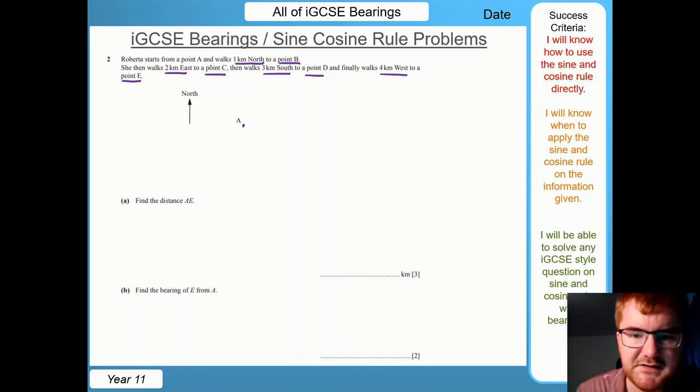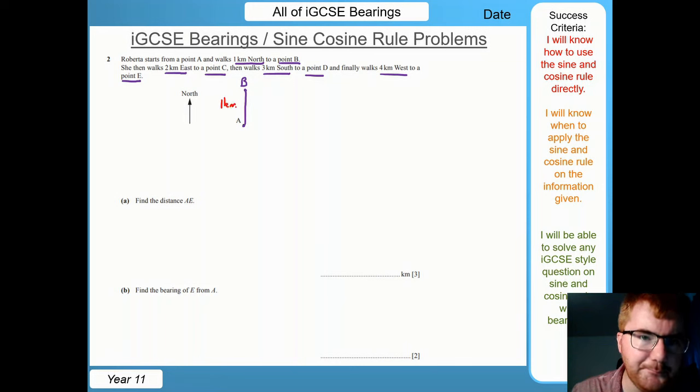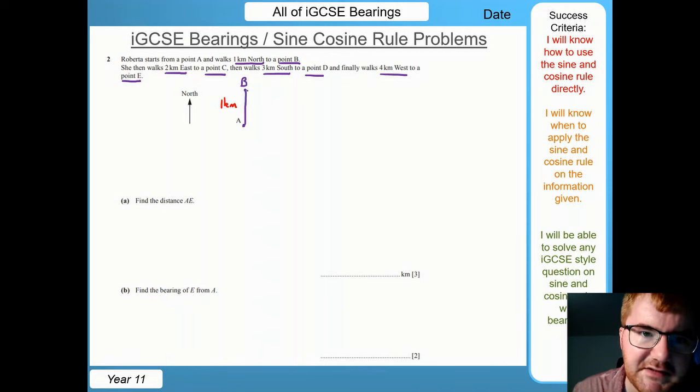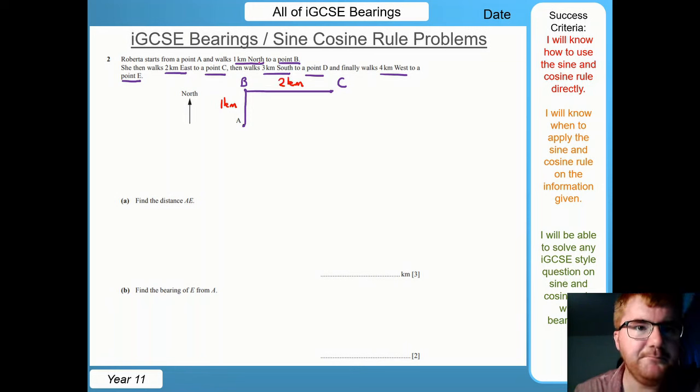So point A and walks 1 kilometer north to a point B. So we start at A, we go due north, straight upwards, and we get to our point B. And as I'm doing this, I'm going to fill in the information. So that was 1 kilometer, and then from there she goes 2 kilometers east to a point C. So again, not going to be to scale this, but just to give us an idea of what's going on. So this is 2 kilometers, so we can tick this off as we go along. Then 3 kilometers south from there. So we're going to go 1, and then we're going to go further. Let's go down to here. So this is the point D.